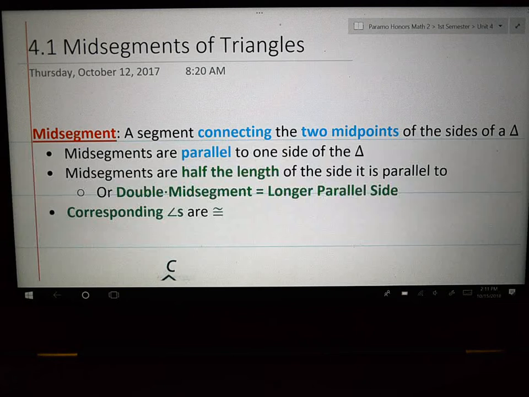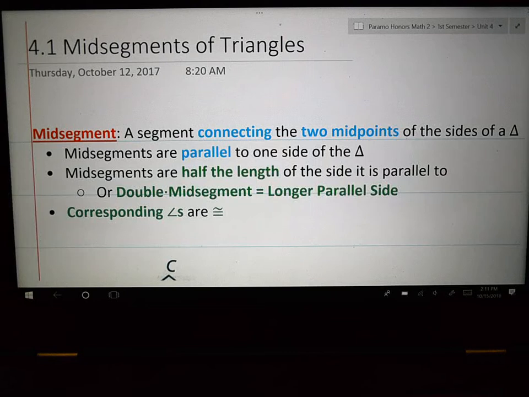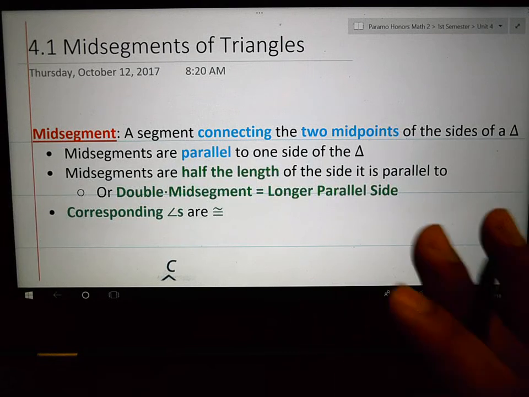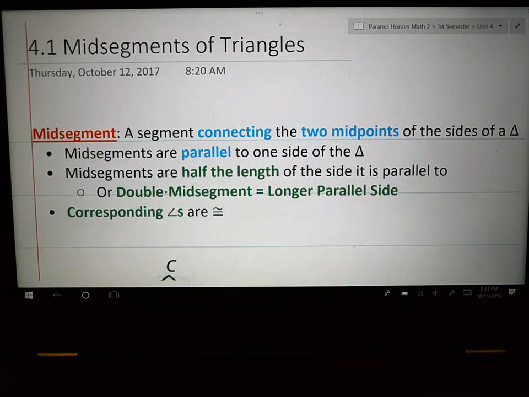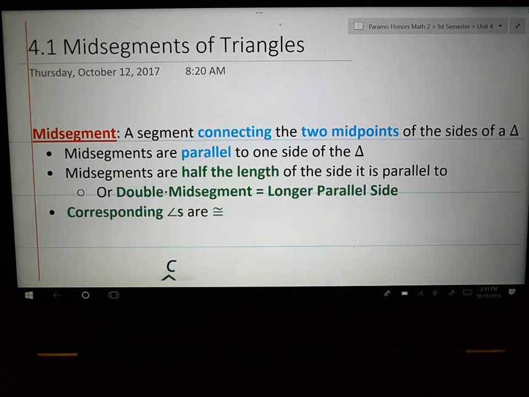4.1, Unit 4 is going to be on a bunch of different theorems about triangles. In Chapter 3, we were proving things that were congruent. Now, instead of talking about how two triangles are congruent to each other or doing proofs, we're going to figure out some properties about triangles. The first one is going to be dealing with this thing called a midsegment.